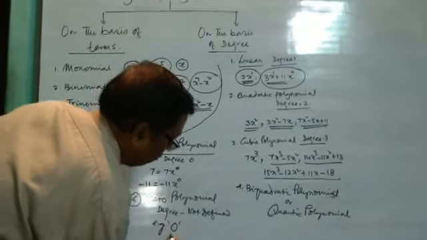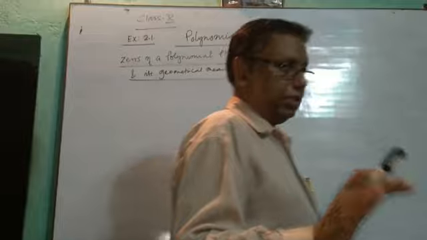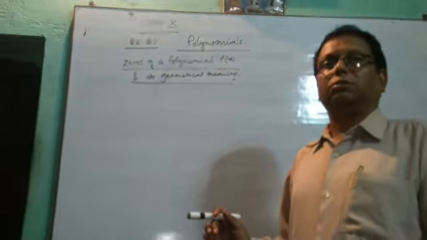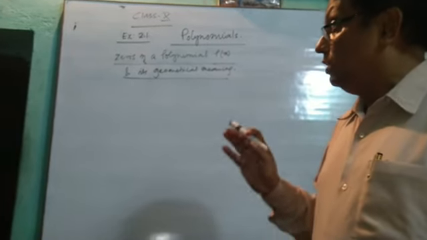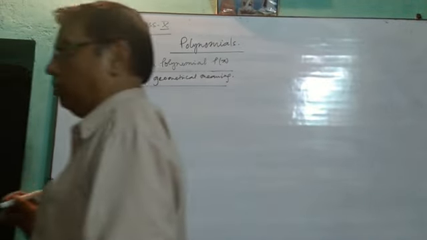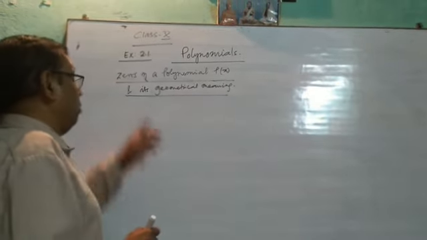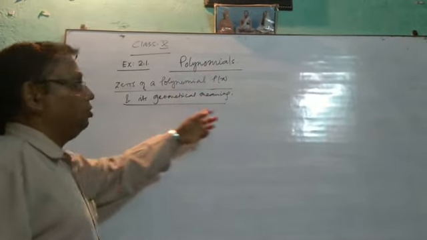Students, after seeing the various types of polynomial on the basis of terms as well as on the basis of the degree, we will see what we understand by the zeros of a polynomial p(x) and its geometrical meaning.